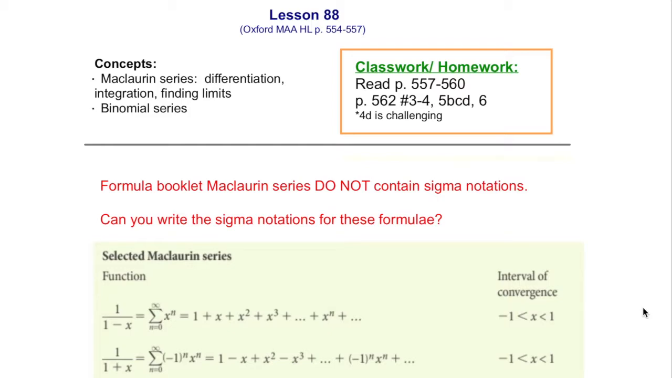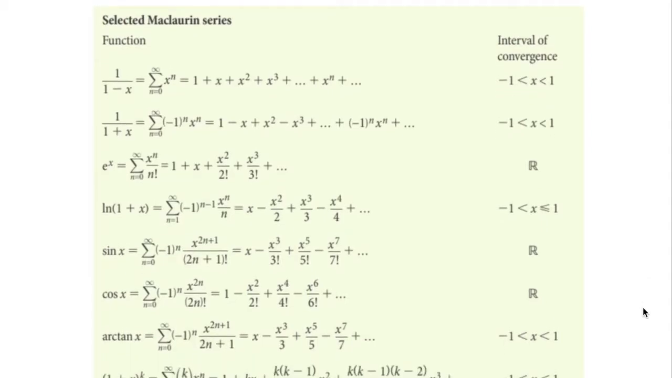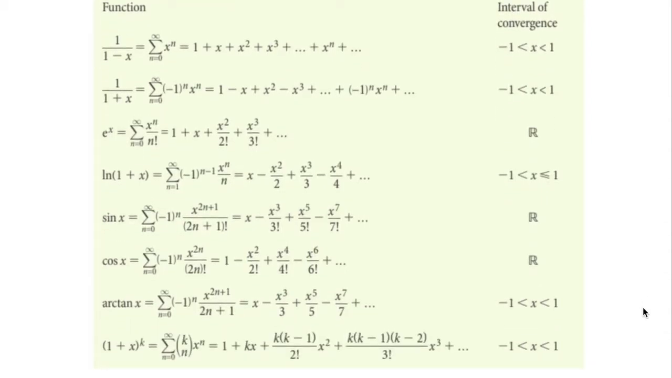You should note that in your formula booklet for IB, there are formulas provided to you for Maclaurin series for common functions, such as e to the power of x, ln x, sin x, cos x, and arctan x, I believe. But here we have a more extensive chart taken from a textbook that shows you the interval of convergence of these common functions as well.